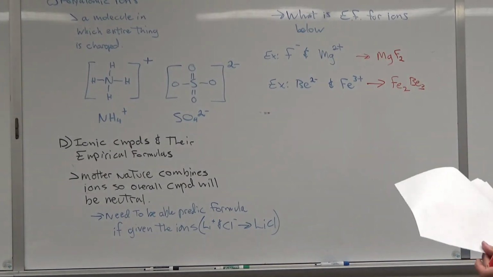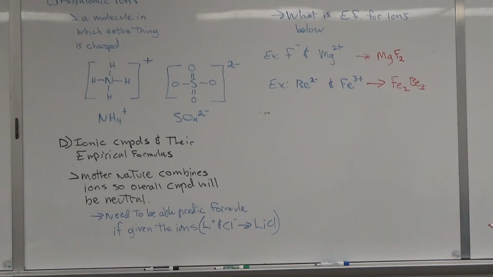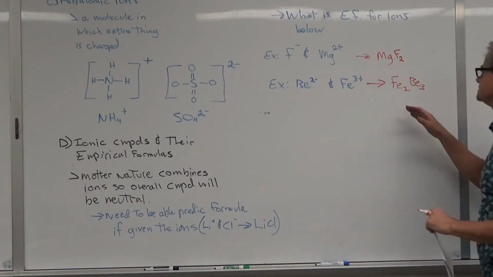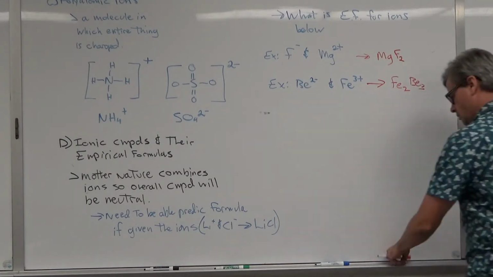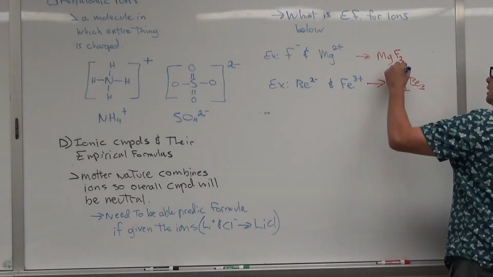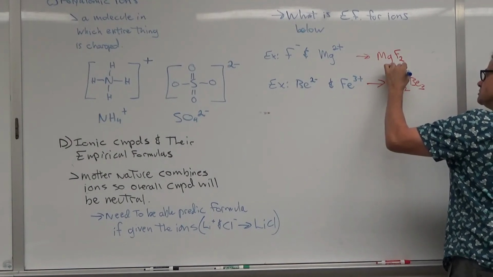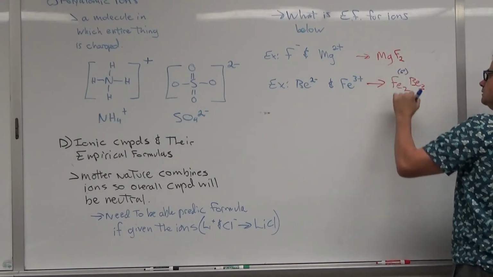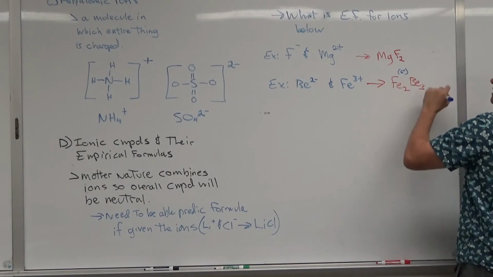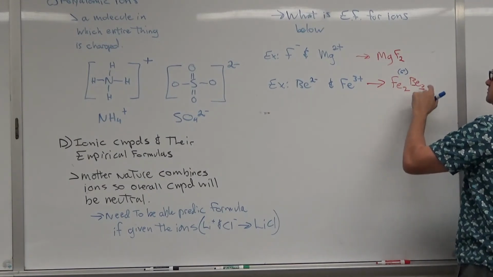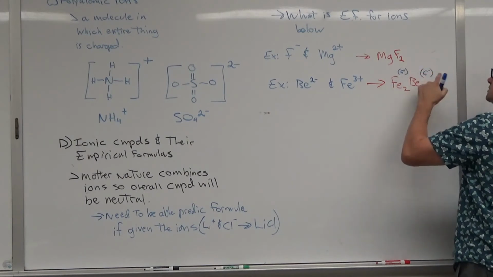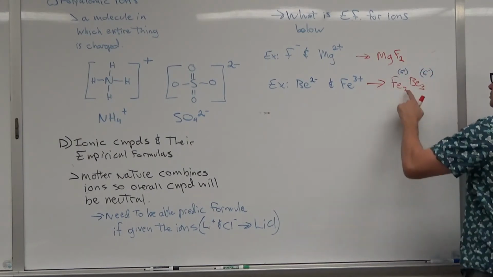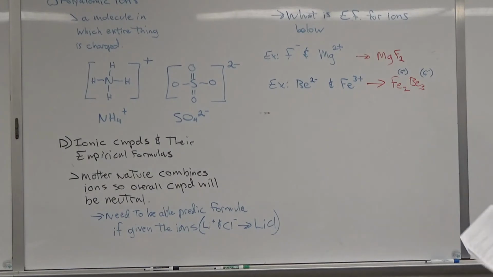Hopefully everybody sees that. If you have 2 irons, then you've got an overall 6 plus, because each one is 3 plus. And then if these are each 2 minus and you've got 3 of them, then this is an overall 6 minus, so neutral. That's why we know those subscripts.